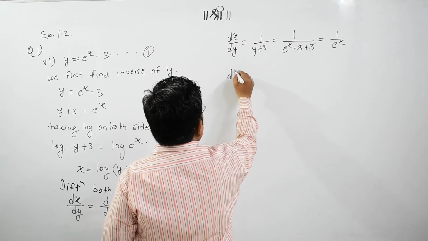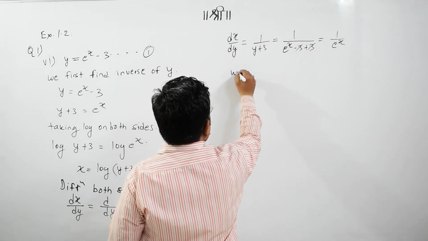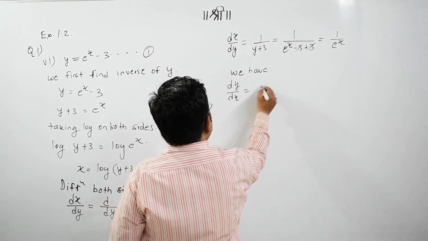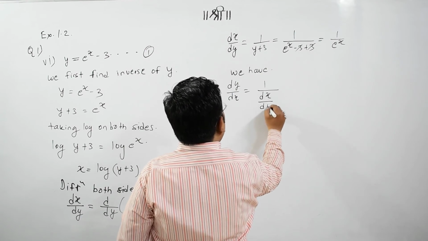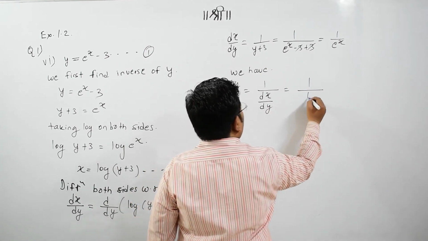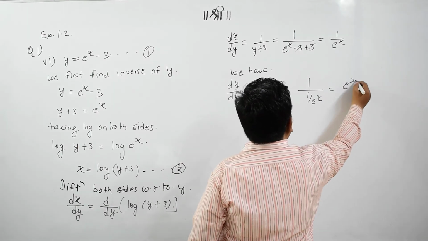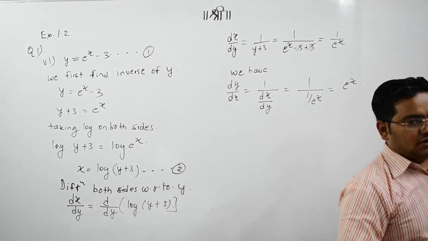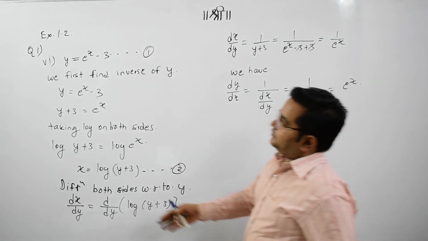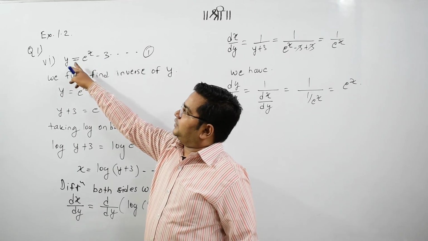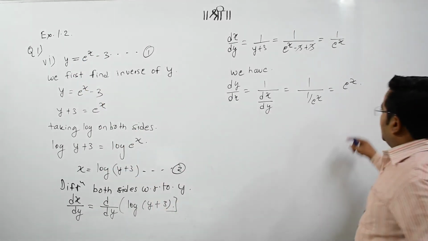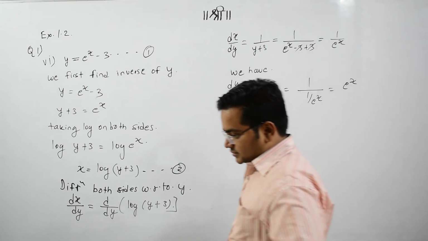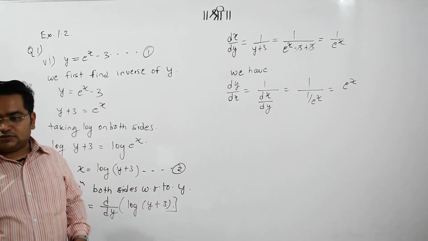So dy upon dx is equal to 1 upon dx upon dy, which is equal to 1 upon e raised to x, which is equal to e raised to x only. So at first sight, if you differentiate this equation with respect to x, you will get only e raised to x, and everyone knows that. And still using the inverse process, if you differentiate it, you are still getting the value of e raised to x. Hope you understood this simple problem.